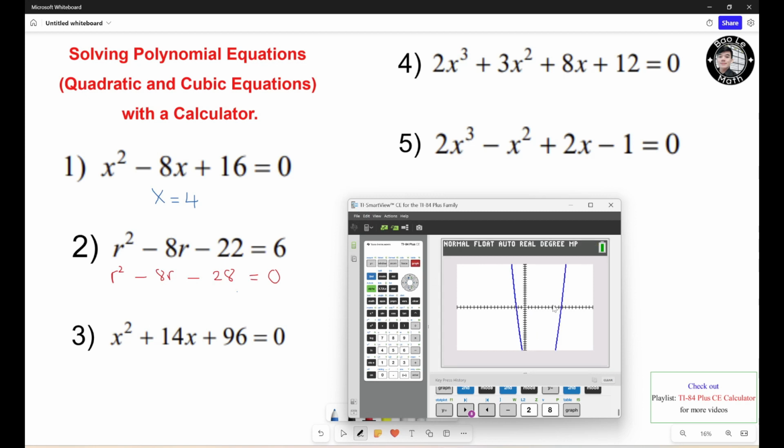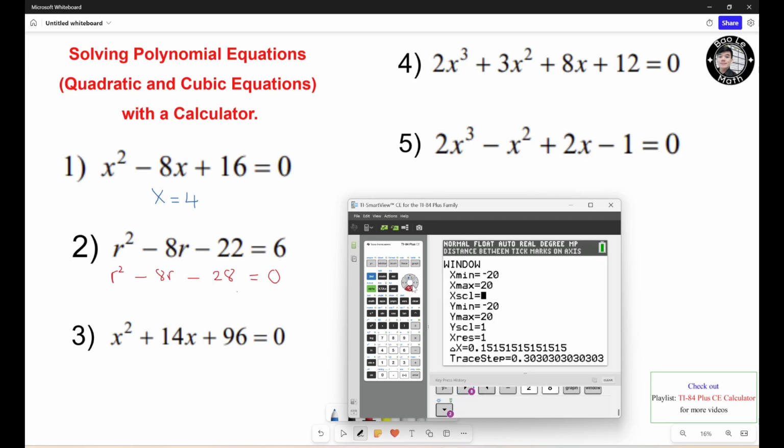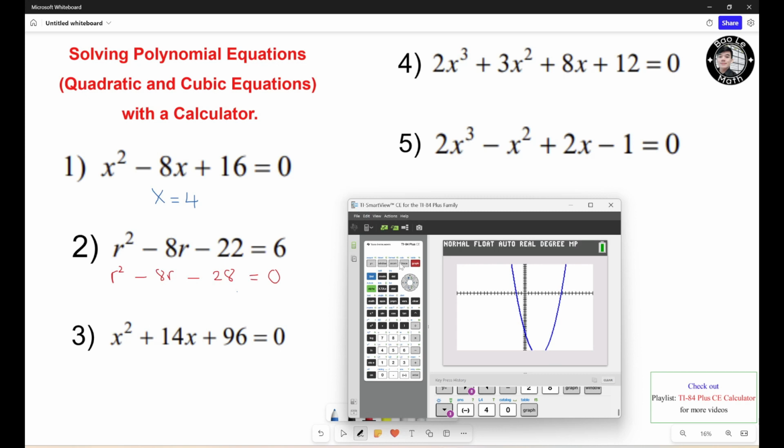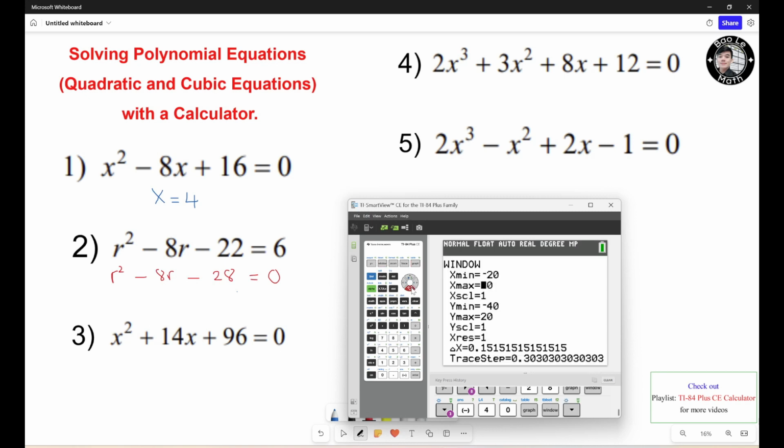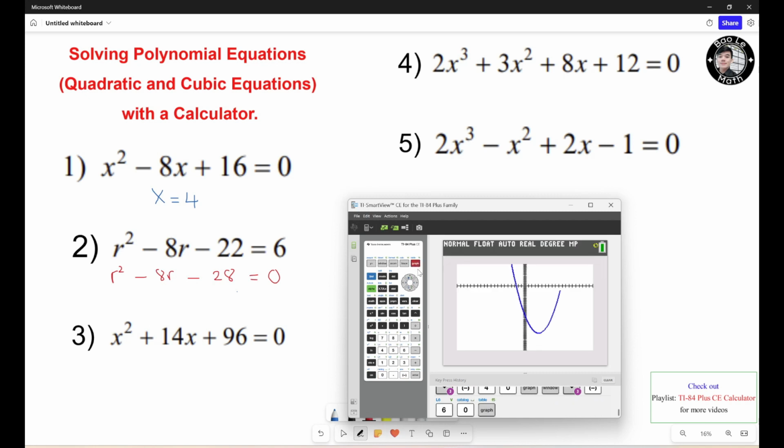Because the graph does not show up, you need to adjust the window such that the y minimum is wider. So y minimum right here, negative 20, I put negative 40. Hit graph again. It doesn't show up. Keep doing this. Negative 60, something like that. Okay, it's right here. Now, you only need to find the zeros, okay? The first zero right here, the second zero right here. So we have 2 zeros, right?